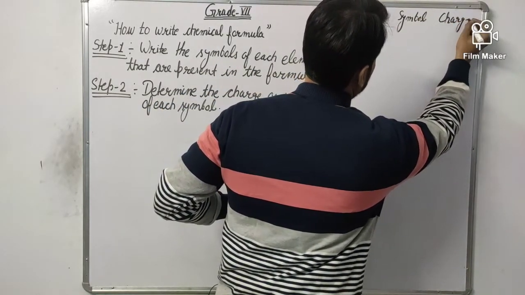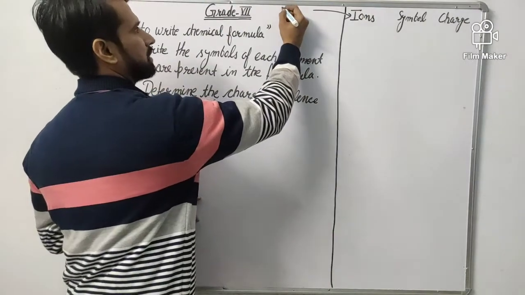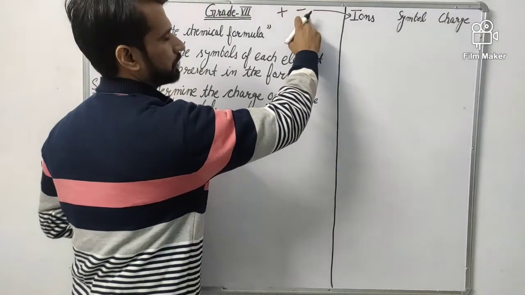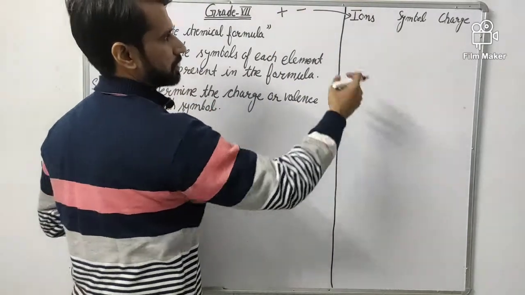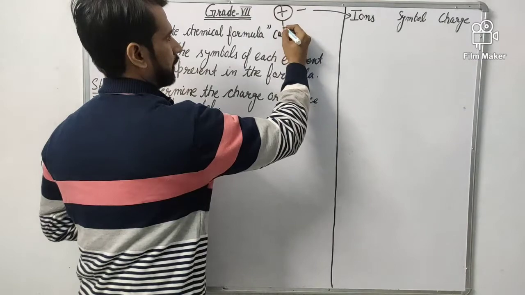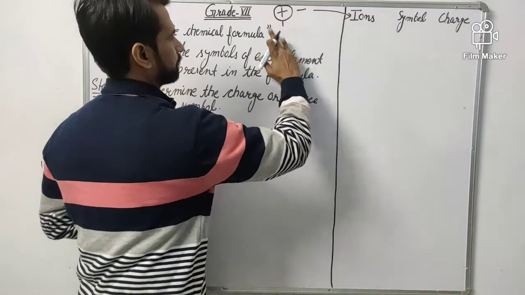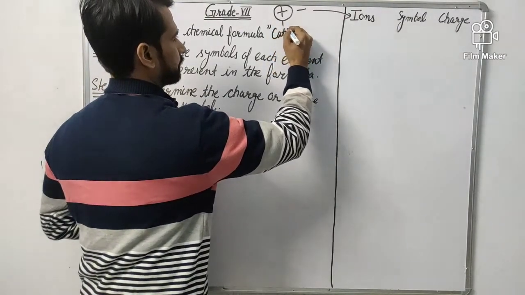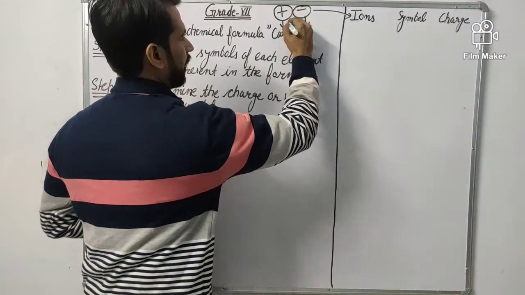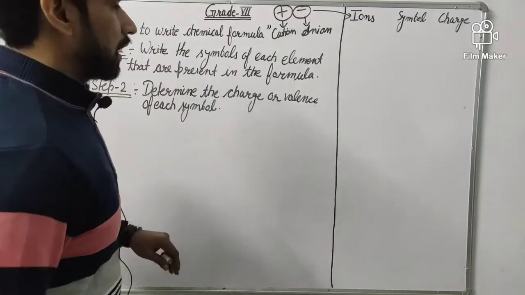Okay, first of all, what is the meaning of ion? Ion means any species which carries positive or negative charge. Positive and negative charge carrying species are called ions. A positive charge ion is called cation, and a negative charged ion is called anion. Okay, up to your standard class it is enough.